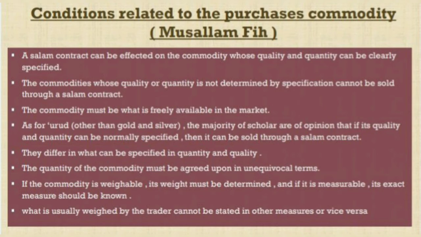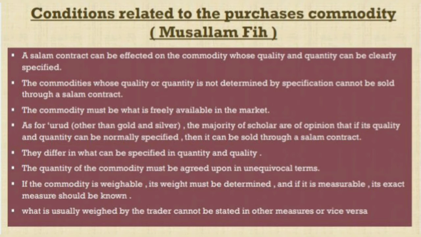So now, I will explain the condition related to the purchases commodity musallam fi. The first one is, a salam contract can be effected on the commodity whose quality and quantity can be clearly specified. Maksudnya, kontrak salam ni, dia boleh dilakukan terhadap komoditi yang kualiti dan kuantitinya dapat ditentukan dengan jelas.